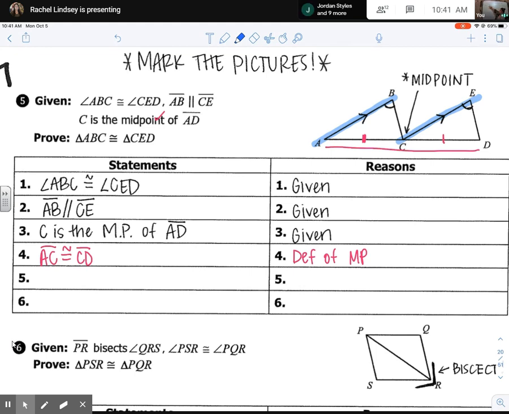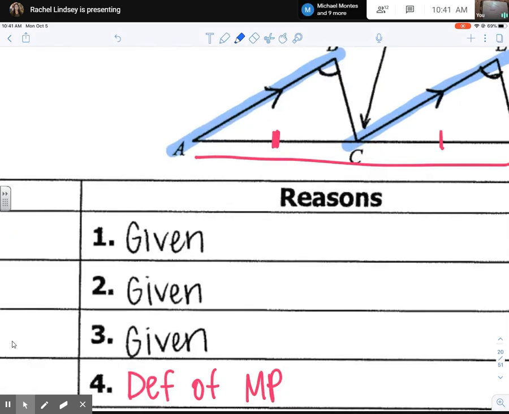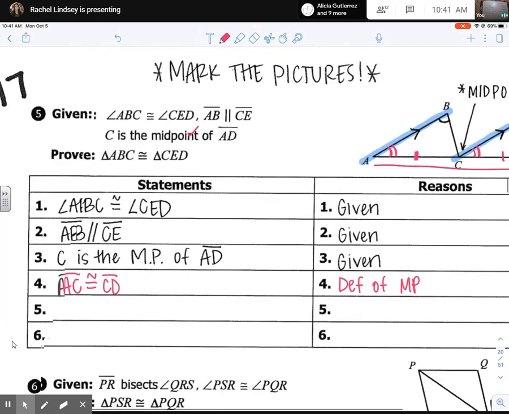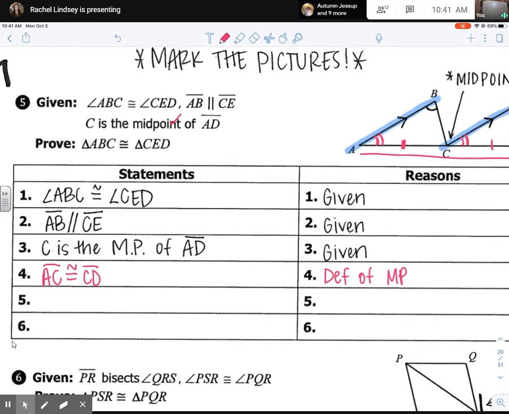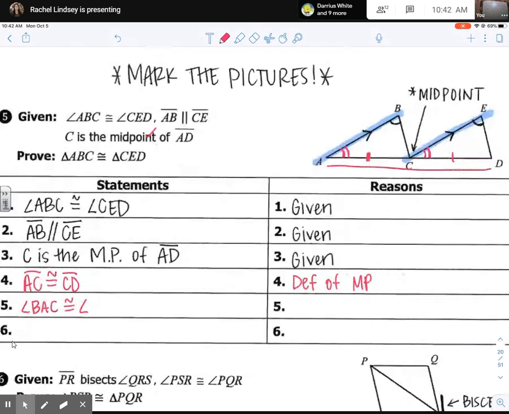So alternate interior and alternate exterior are out. So what's my only other thing left for parallel line? Corresponding. So these two angles are congruent because they are corresponding angles. They're in the same position on those parallel lines. So angle BAC is congruent to angle what? BCD, because those are corresponding angles.